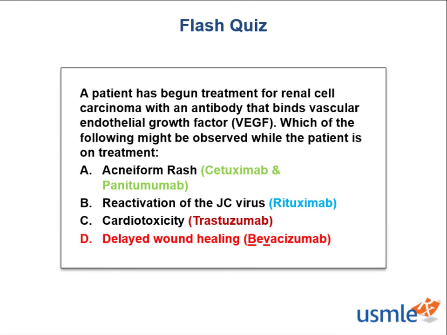D. Delayed wound healing is the correct response. This makes sense. Bevacizumab's B and V, underlined here, stand for blood vessel. By binding VEGF, fewer blood vessels can be made, leading to decreased blood supply and nutrients to healing tissues. Hence, delayed wound healing. High yield, know that for test day.